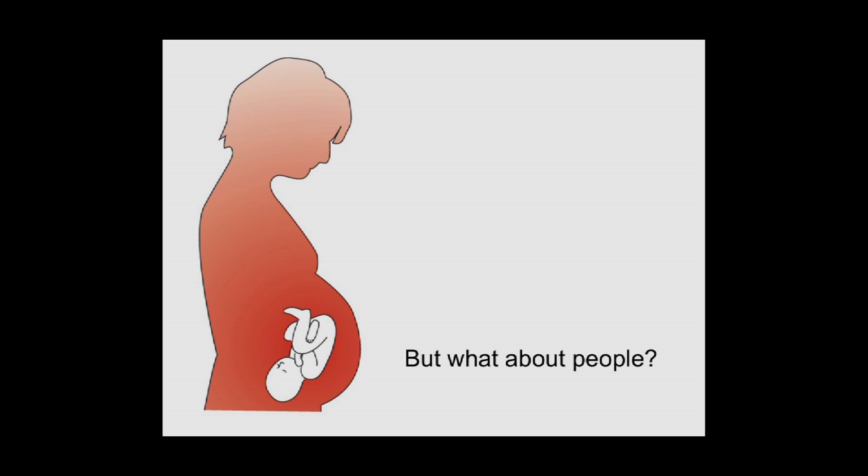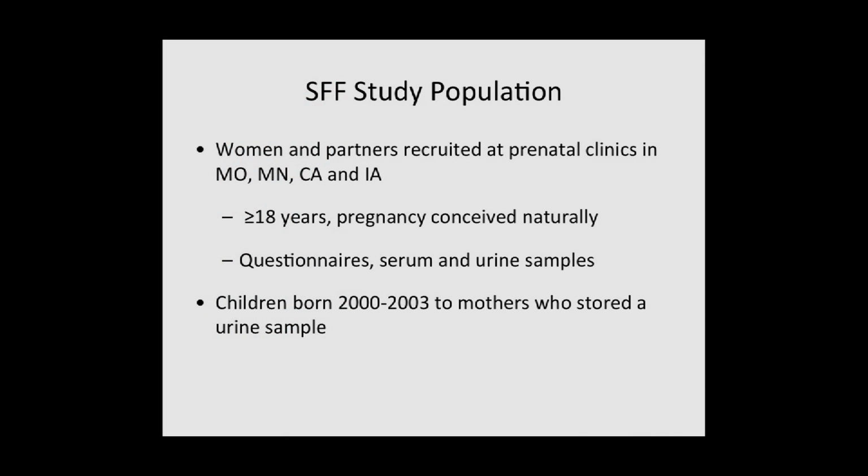But what about people? So I decided to ask this question because I had the opportunity. I had done a study in which we enrolled, it wasn't a pregnancy cohort study, we had enrolled couples and got their urine for most of them in early pregnancy. And so we had the opportunity to ask the children to come back and measure phthalates in the prenatal urines of the parents. The children who were born in 2000 to 2003, and if the mother had stored a urine, were eligible to be in our study.